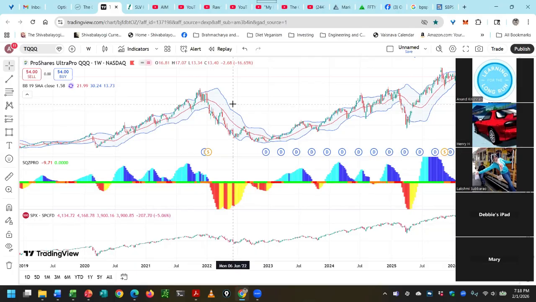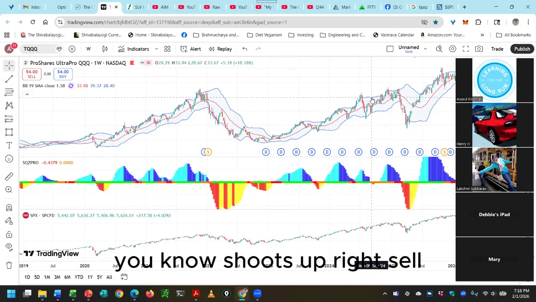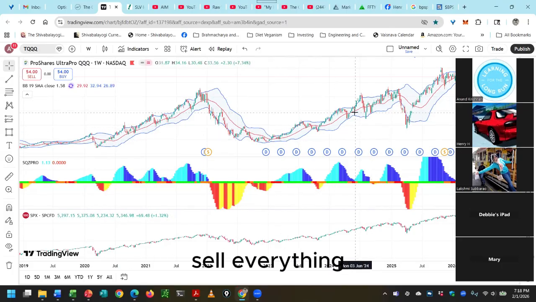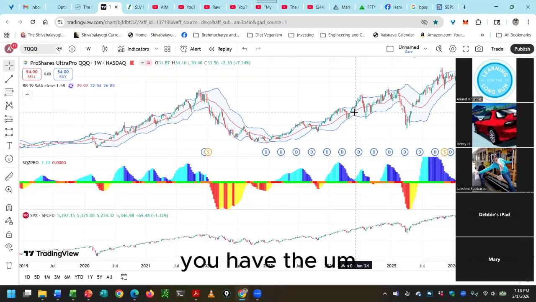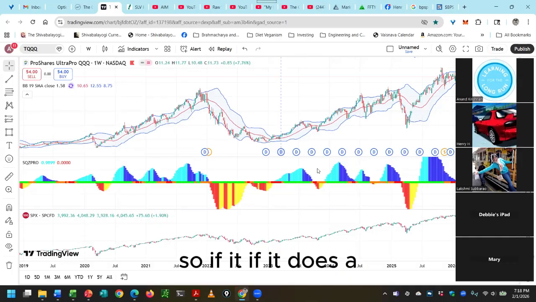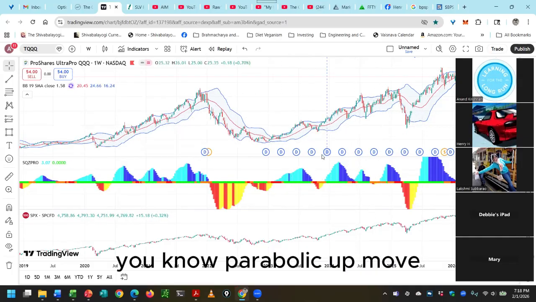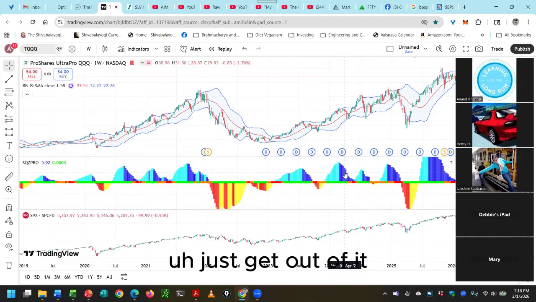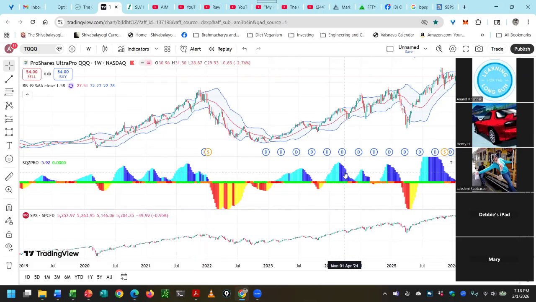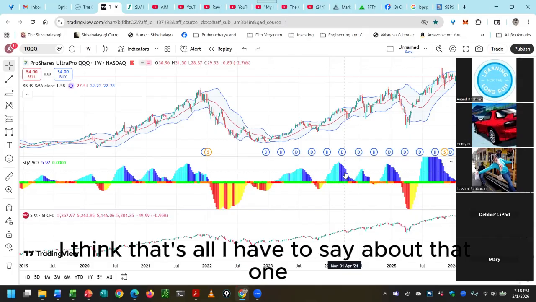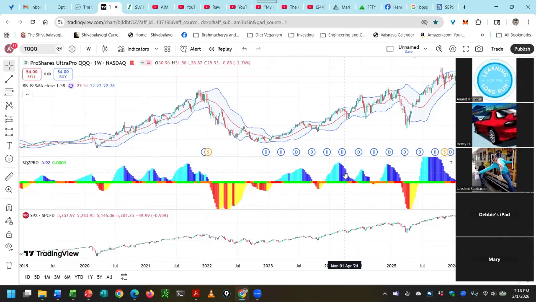And of course, if it shoots up, sell everything, because with options you have the implied volatility. So if it does a parabolic up move, just get out of it and wait for it to settle before you re-enter. So I think that's all I have to say about that one for today.